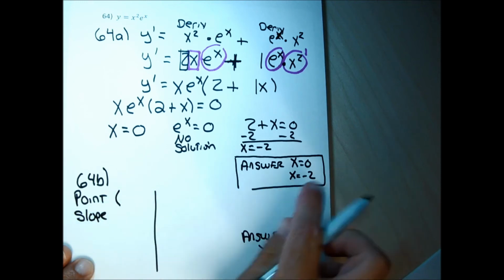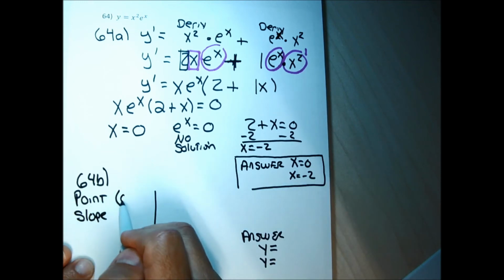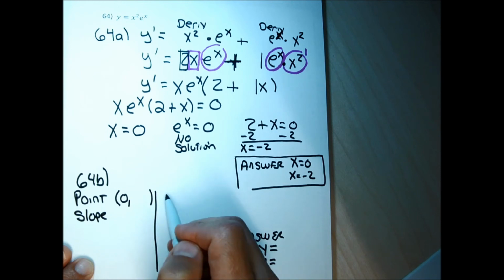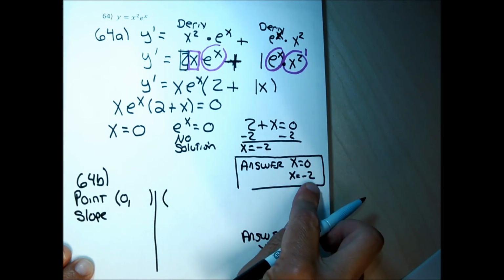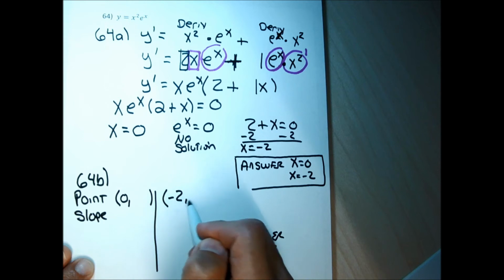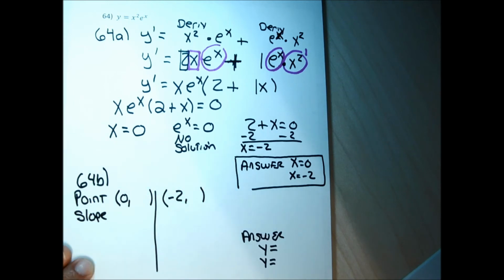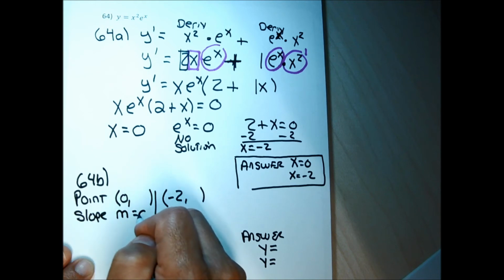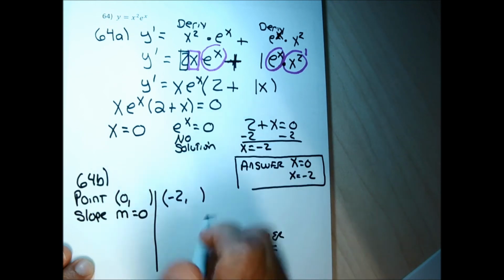The first line I'm going to do is going to have an x coordinate of 0, and I'll do some algebra to get the y coordinate. The second line I'm going to get is going to have an x coordinate of negative 2, and I'll do some algebra to get the y coordinate. The slope of both of these are going to be 0, because the slope is what you set the derivative equal to.